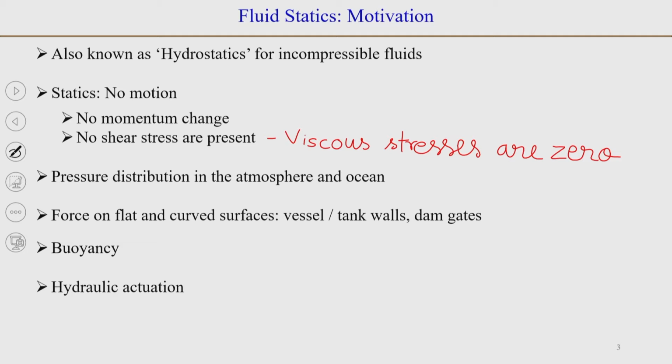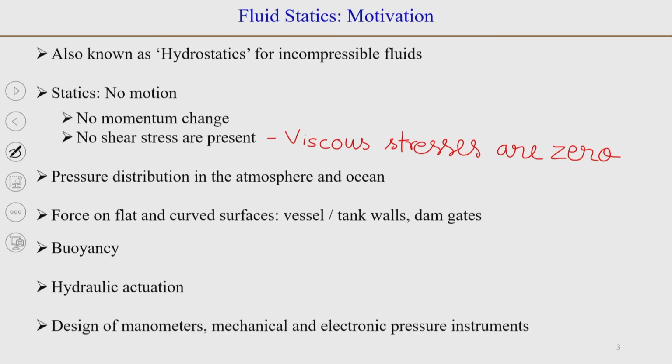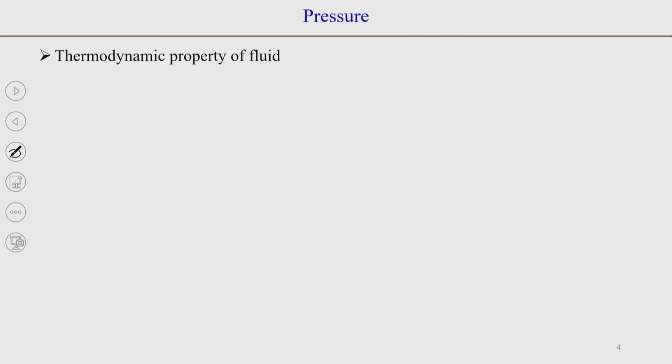And then in hydraulics there are a number of applications, for example, hydraulic actuation and design of pressure measurement instruments. It can be a simple manometer or a mechanical pressure measurement instrument or electronic pressure measurement instruments. So, we will look at some examples of manometers. Okay. So, before we go into further details, let us remind ourselves what pressure is.